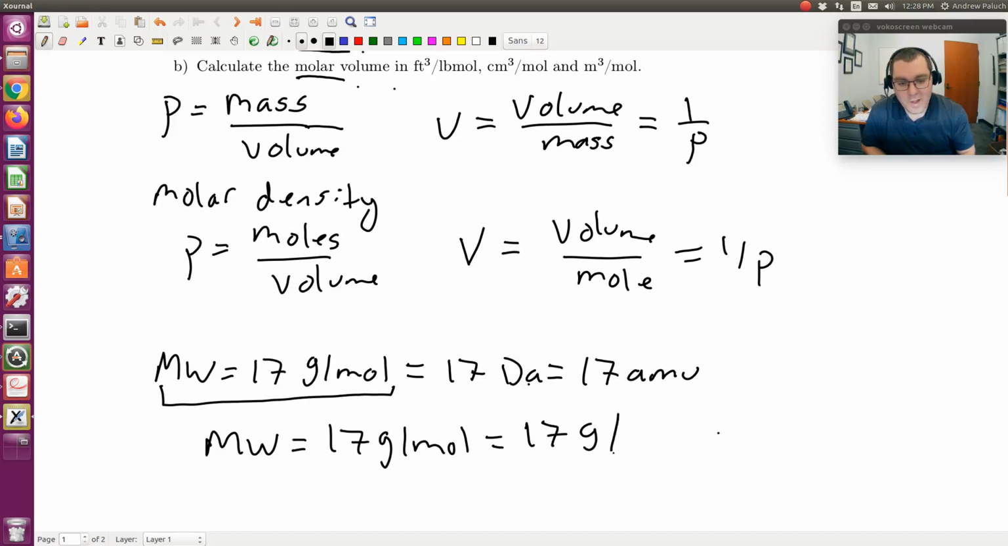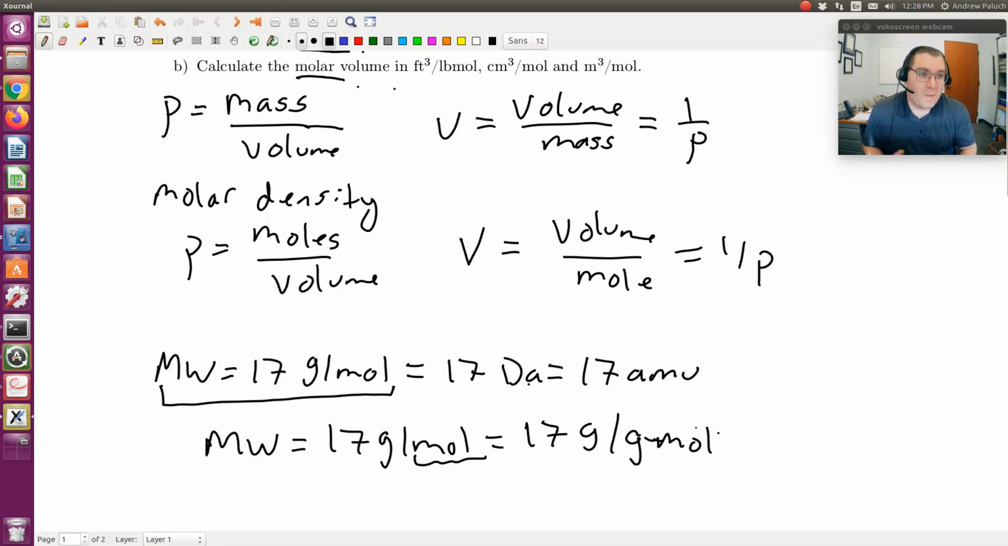First, I'm going to say grams. And then historically, and I'm not sure if it's exactly in CGS units, but oftentimes a mole. Mole is an SI unit. But historically, mole used to be written as gram mole, as we know today. So I could write this as 17 grams per gram mole.